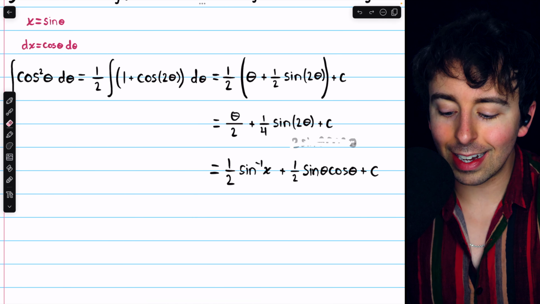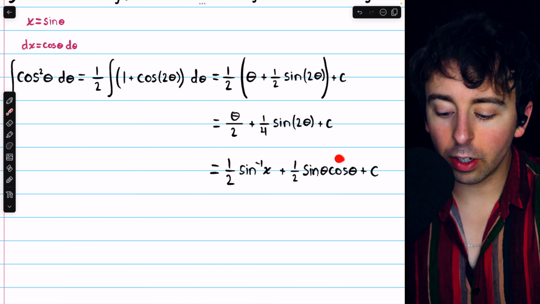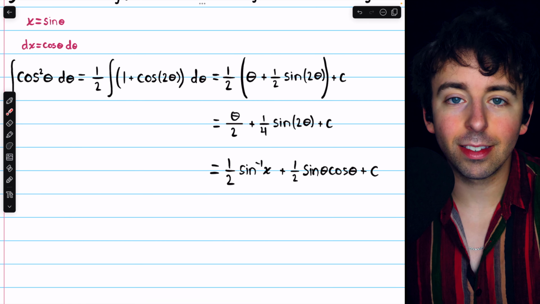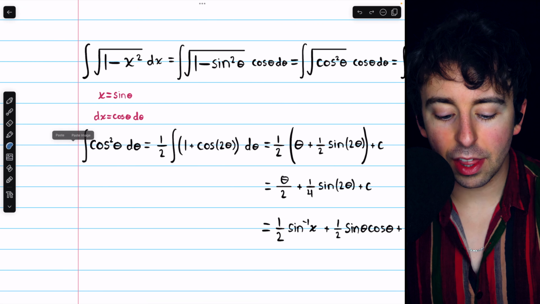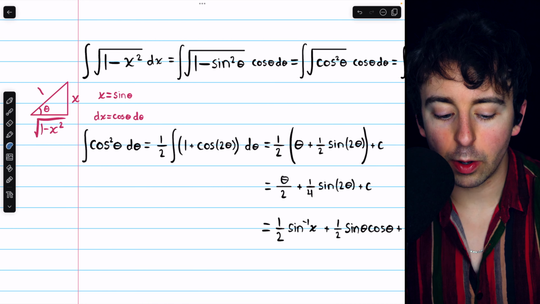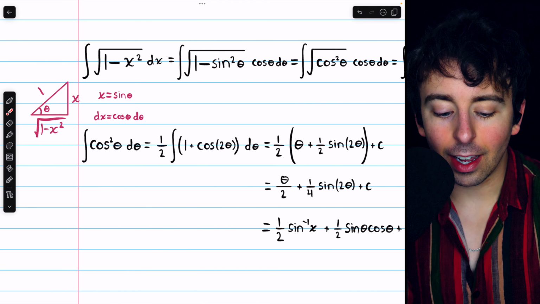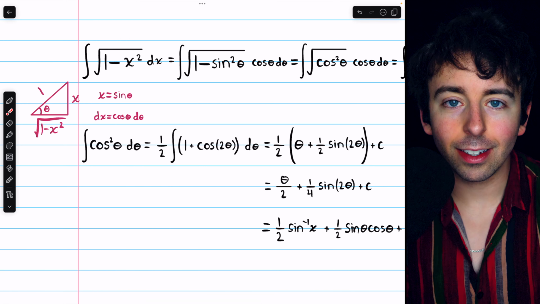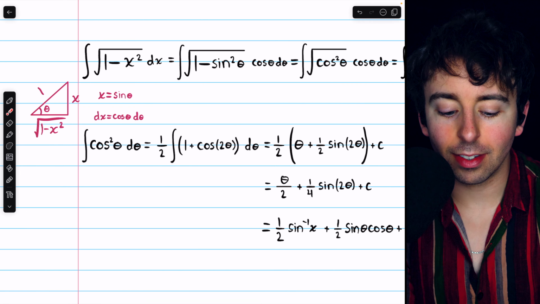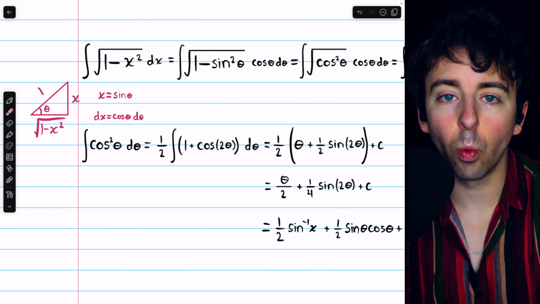Now, we know that sine theta is just x, so that's straightforward. As for cosine theta, we have to consider a right triangle. Going back to the substitution we made and thinking about this in terms of a right triangle, if this is theta, then sine theta, opposite over hypotenuse, has to equal x. Hence, the opposite side could be x, and the hypotenuse would have to be 1.